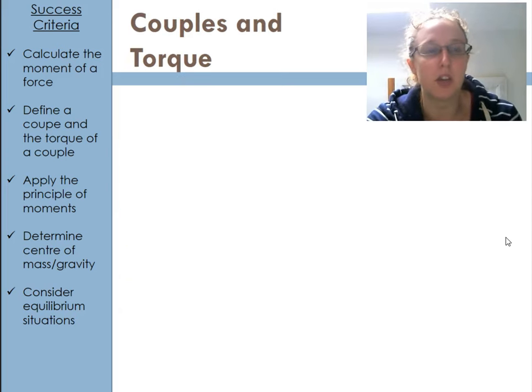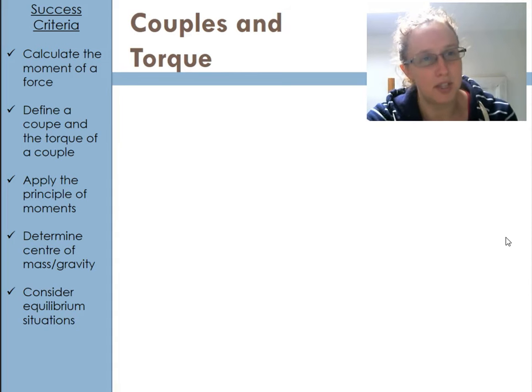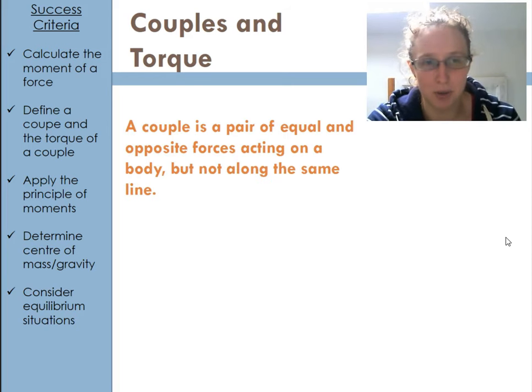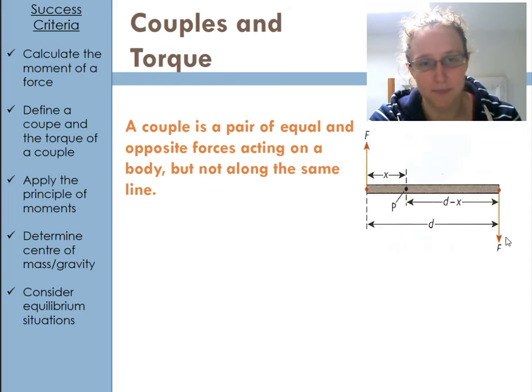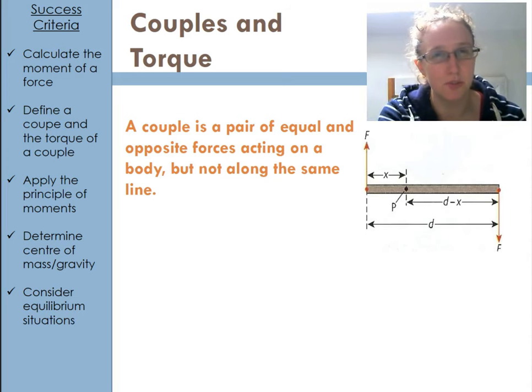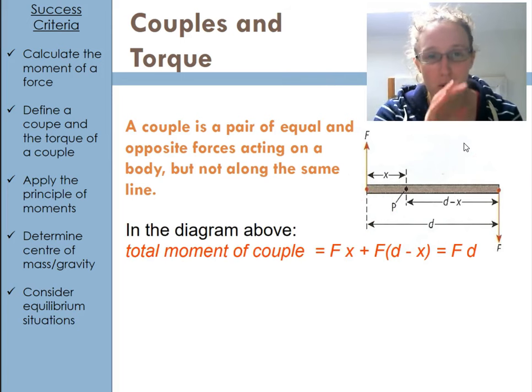Okay, so as well as moments, we also have something that's similar and related but different, which are couples and torque. So a couple is a pair of equal and opposite forces that act on a body but not along the same line. By the not along the same line bit, basically I mean that the two forces are separated by distance. So it's not like I've got F up here and F down here. That would be along the same line. These are separated. So if we just have a look at what I've got in the picture.